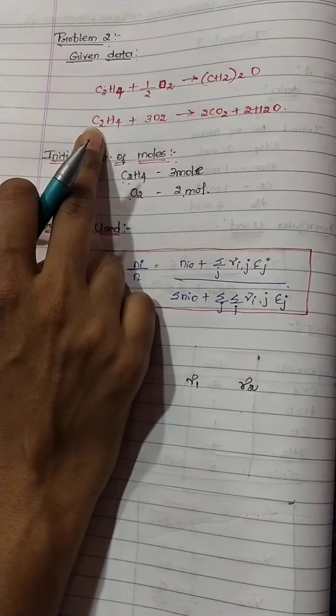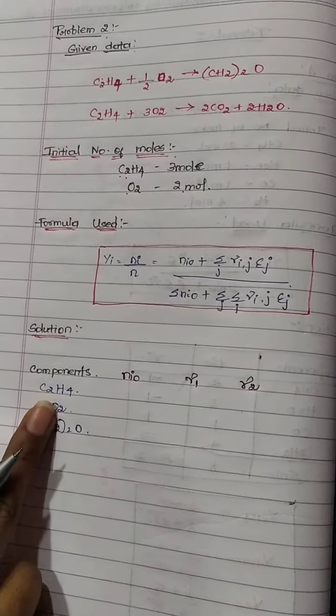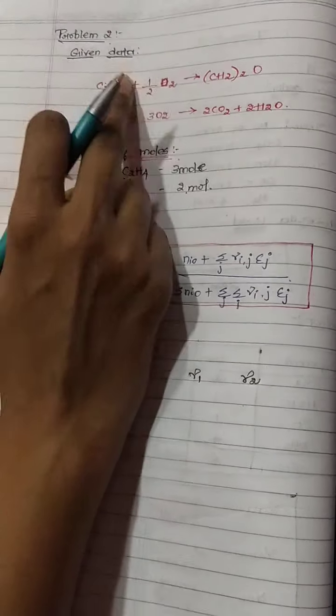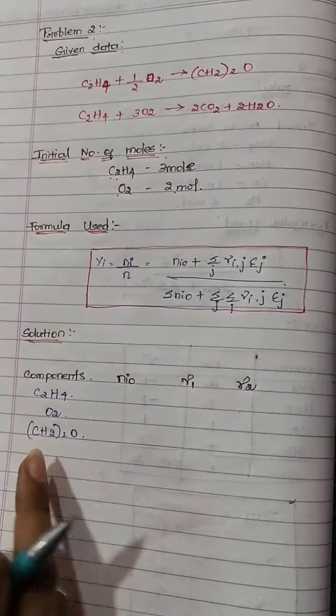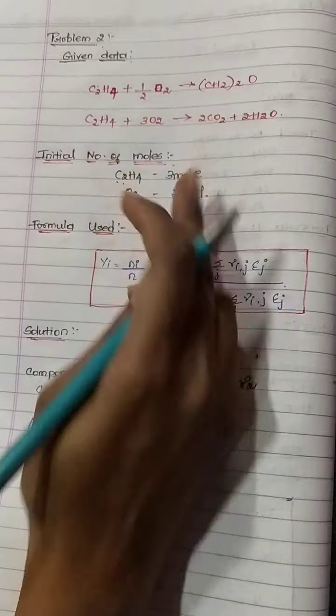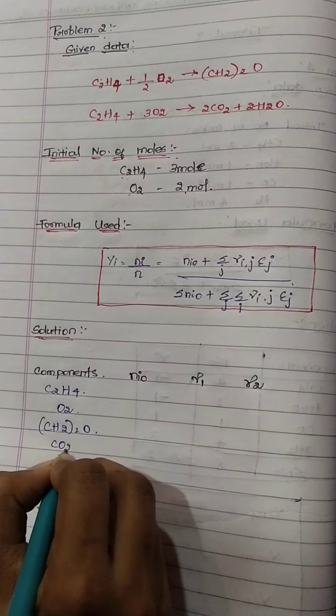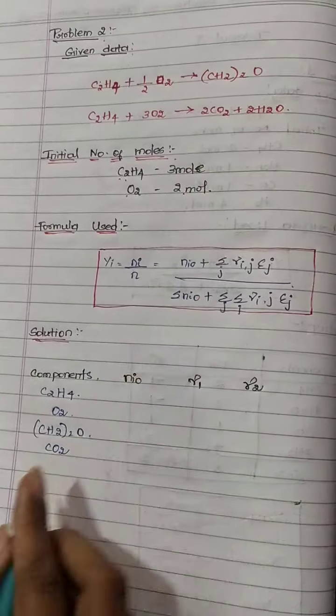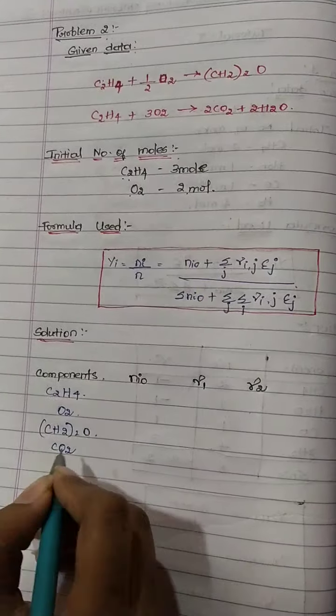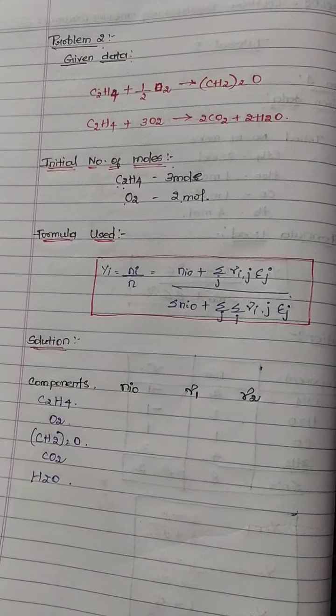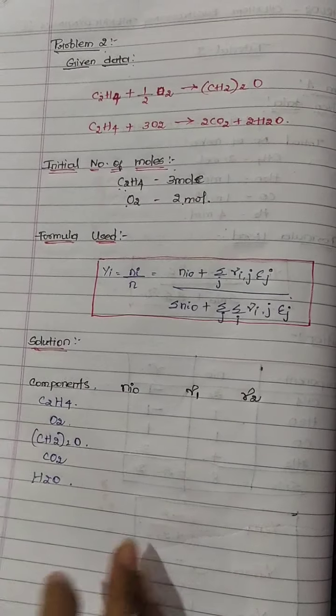In the second equation, the first component is C2H4, but we wrote it already in the component list, so neglect it. Next is O2, that also we wrote already. The next component is CO2, which is not there in our component list. And next is H2O, which is also not there in our component list. So these are the components. You just cross check once you finish, every time.